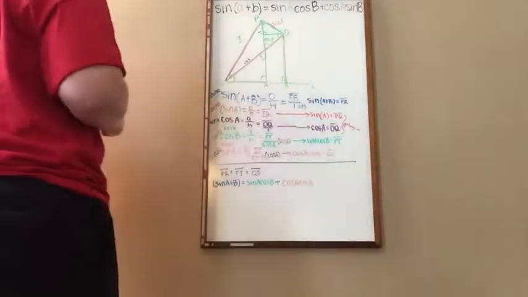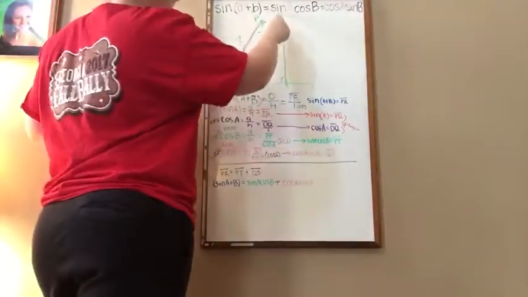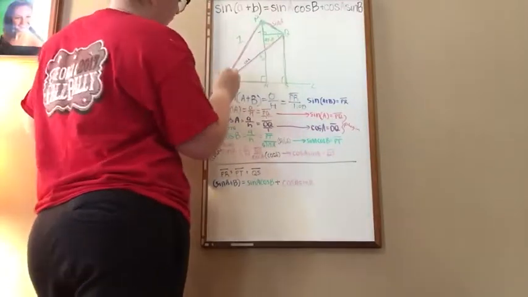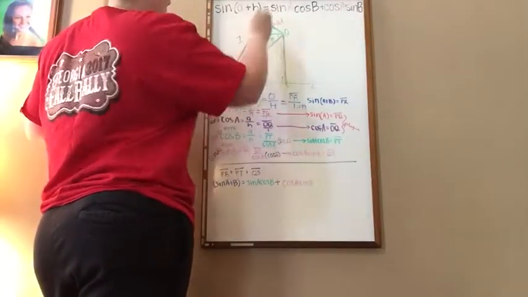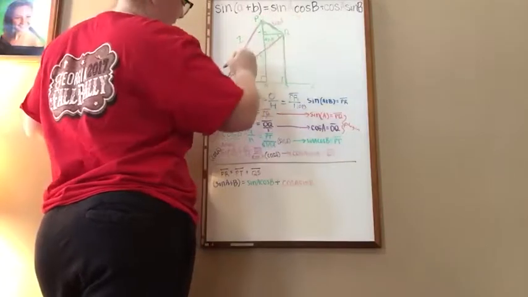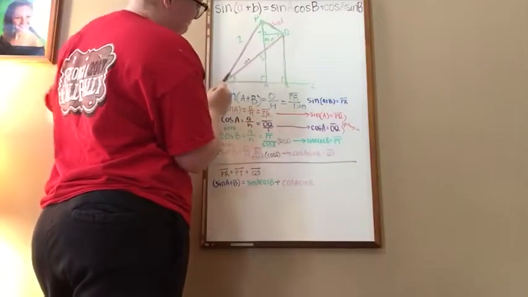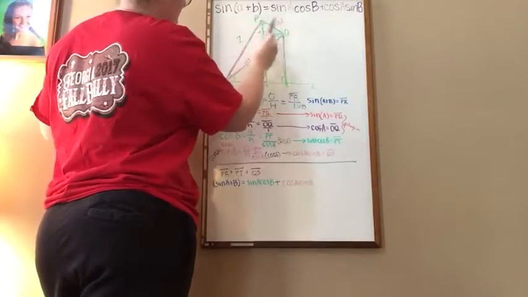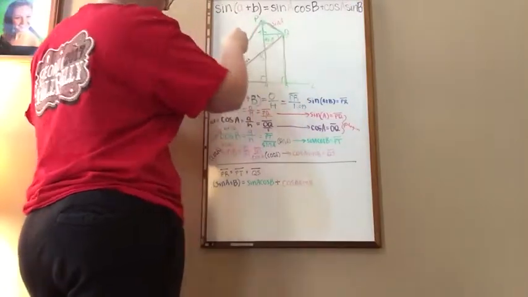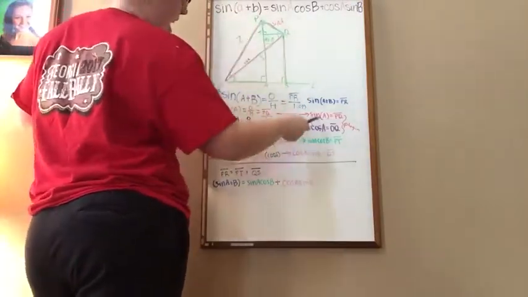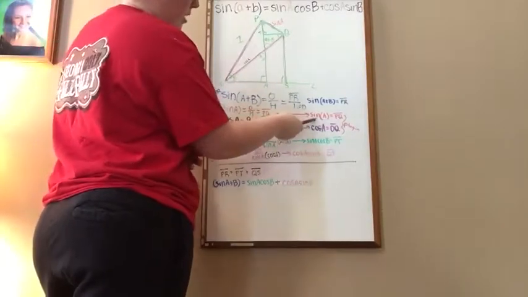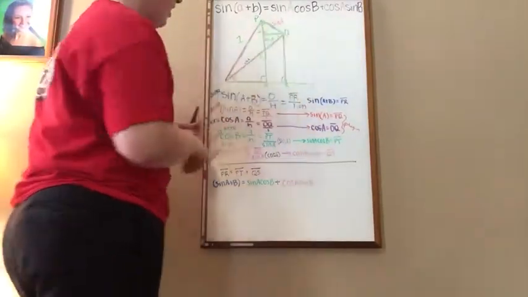The next step is to find what sine A is. For sine A, we're going to focus on the triangle OPQ, this one right here. So the sine of A is equal to opposite over hypotenuse. The opposite is PQ, and the hypotenuse is 1 again. Therefore, sine A equals line PQ, and then you can plug it in there.